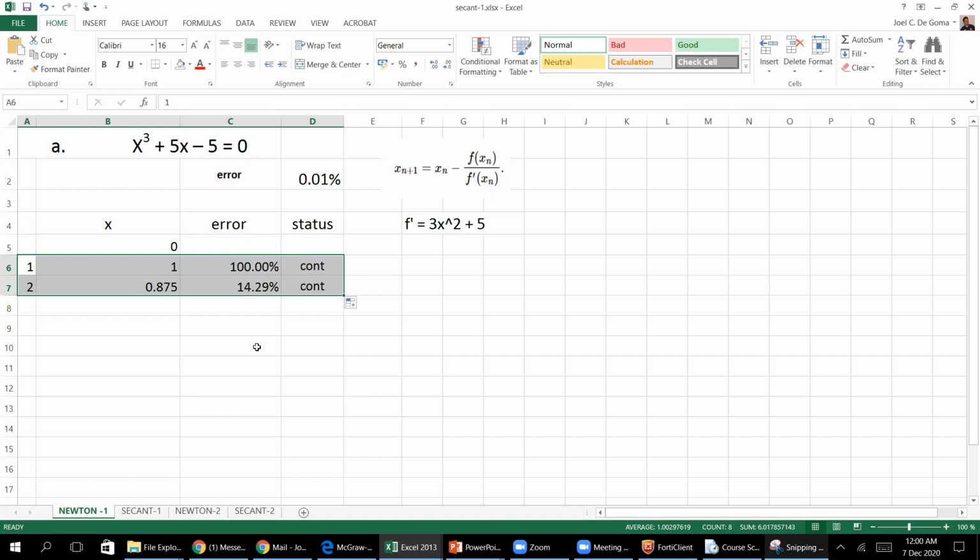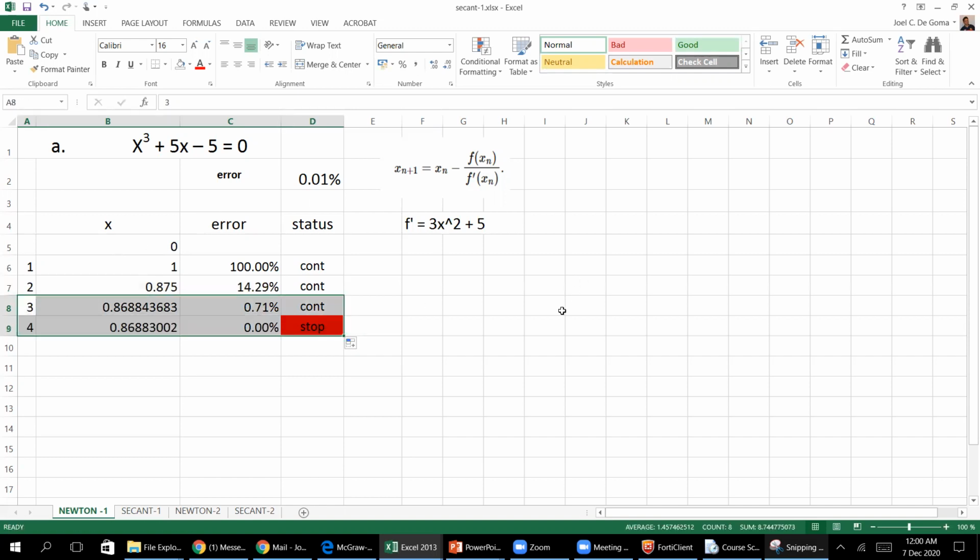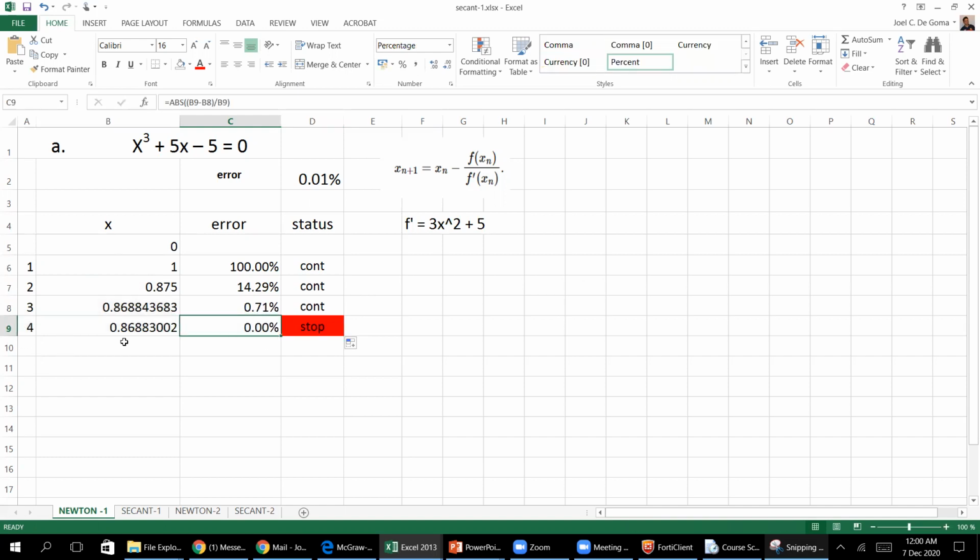Then let's continue it. So yung bago nating x is 0.875, substitute to our working equation. So the result is 0.8688 and the error is 0.71%. But don't forget 0.01% is our desired error here. So let's continue. On the next and the fourth, it's less than 1%. So therefore, this is our result.